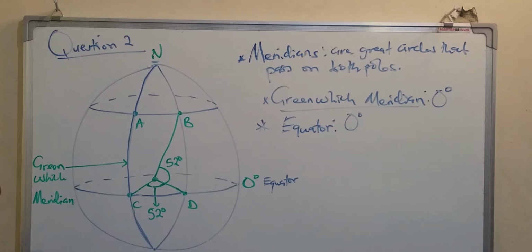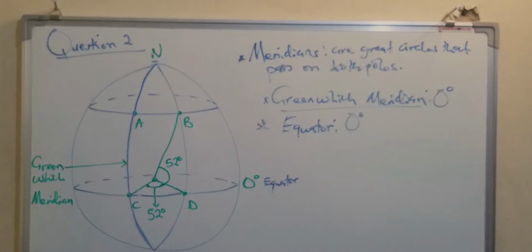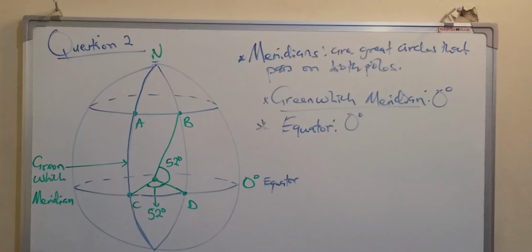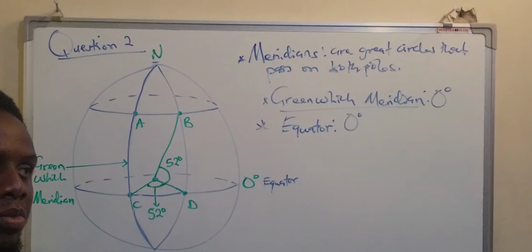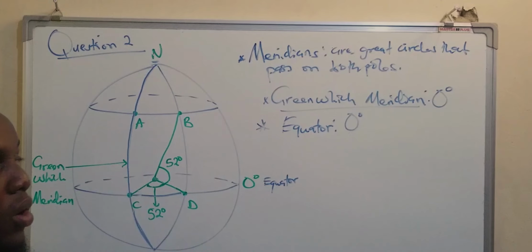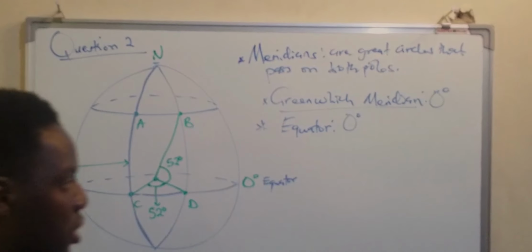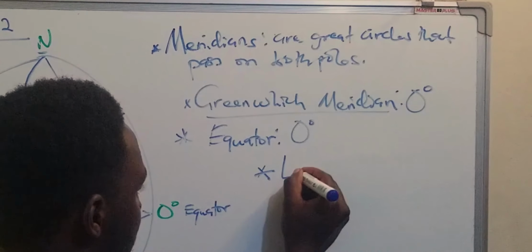Now, the other thing that I talked about in the first video is the fact that longitudes are imaginary lines that run from north to south, while latitudes run from east to west. We already discussed what that is. But now, instead of us using that definition, what we're going to use here is this.